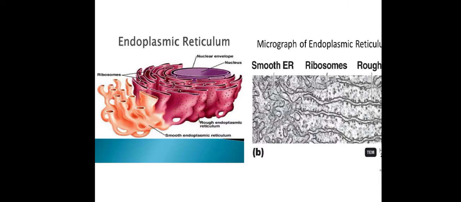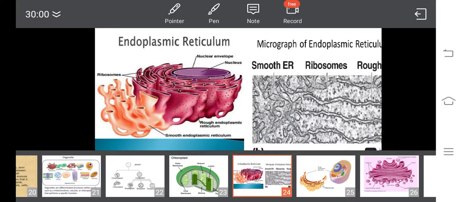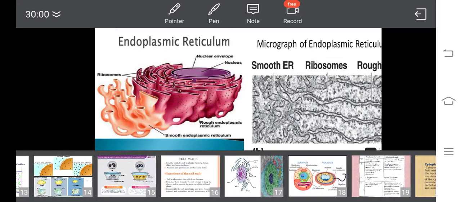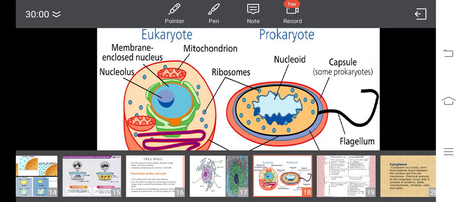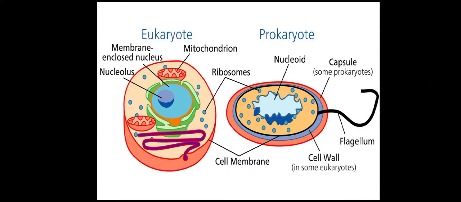So here we are going to study the next cell organelle, that is endoplasmic reticulum. Why is it called endoplasmic reticulum? As we all studied regarding the cytoplasm, cytoplasm is a fluid. Here the light orange color, whatever you are seeing as the fluid, that is the cytoplasm.